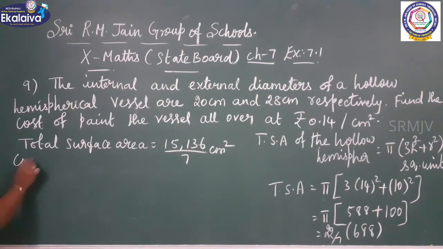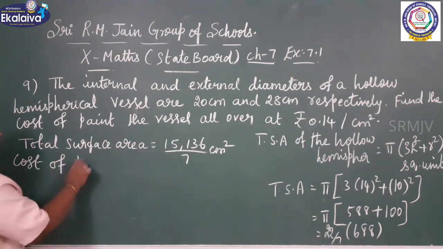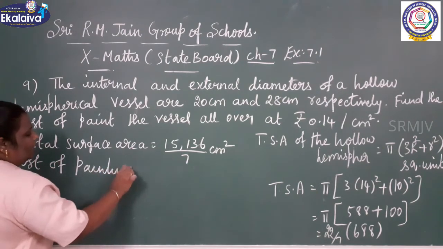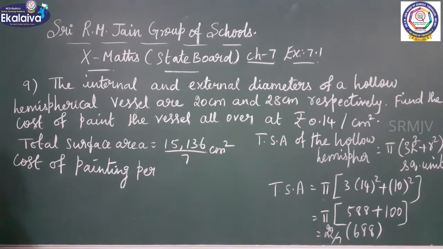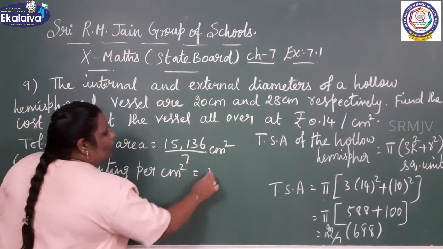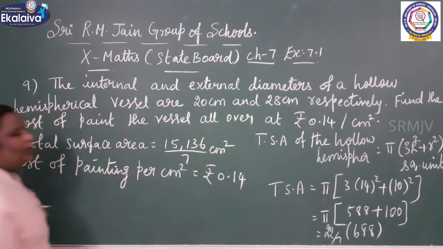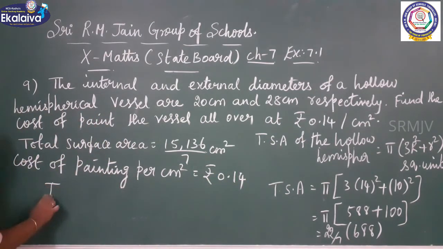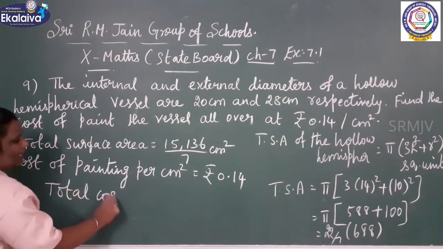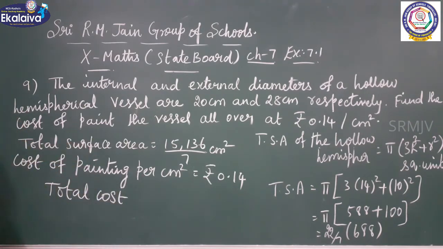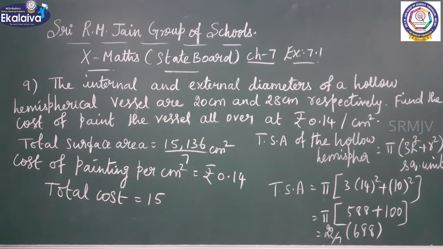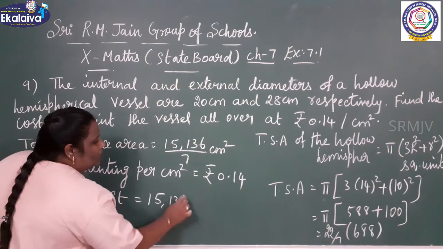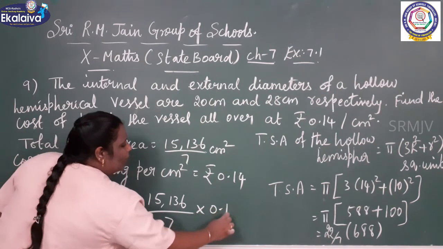And then cost of painting per square centimeter equal to rupees 0.14. So total cost equal to total surface area into 0.14. It gives 15,136 by 7 into 0.14.